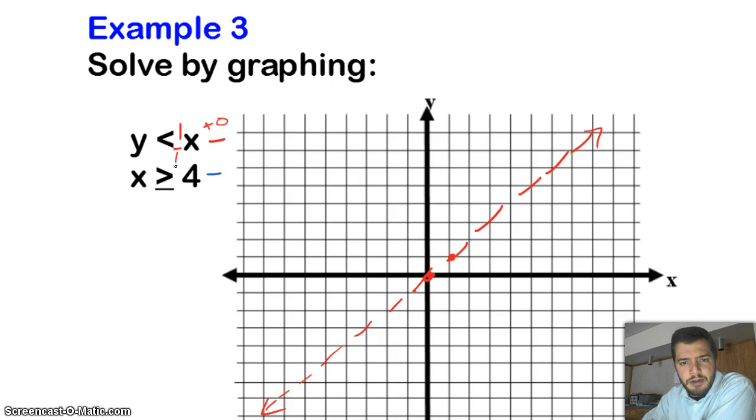So x is greater than or equal to 4, so go to 4 on the x-axis, so 1, 2, 3, 4. And this is just a vertical line, a solid vertical line because of the equal bar. All right, there we go.